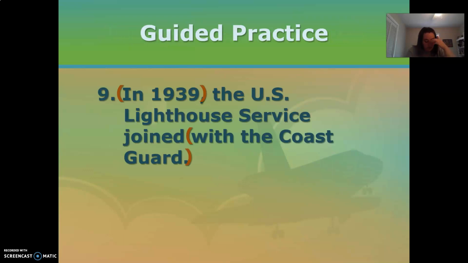Number 10, years ago, lighthouses were run by keepers. By is a preposition. By keepers is the prepositional phrase. Today, a system of automation controls most lighthouses around the world. Around is the preposition. Around the world, prepositional phrase.